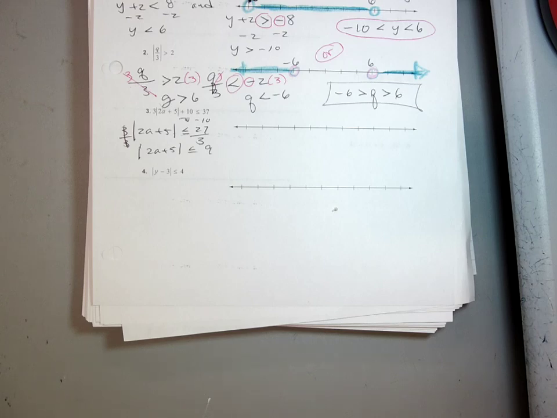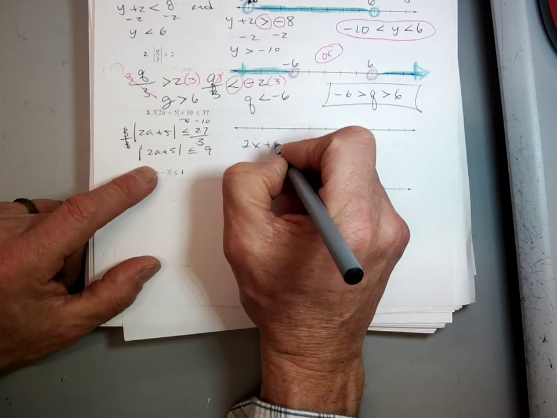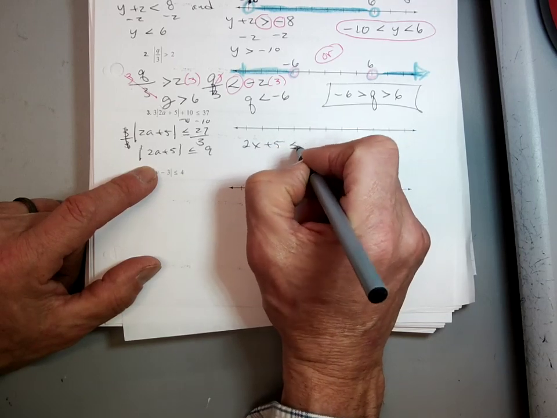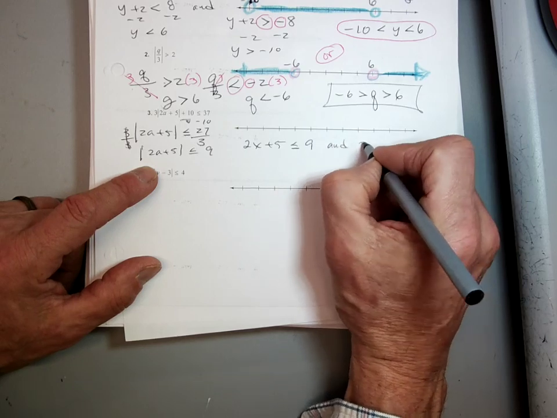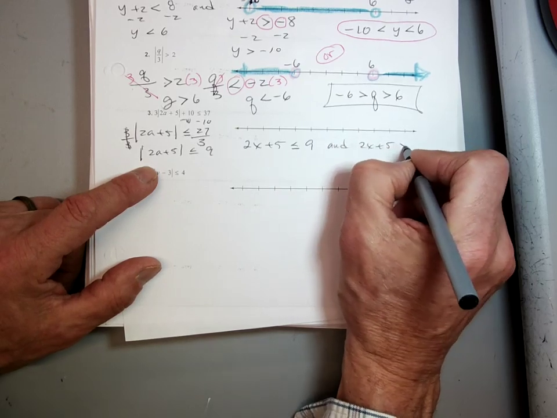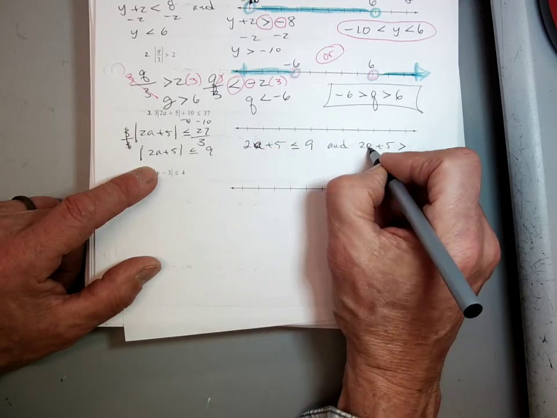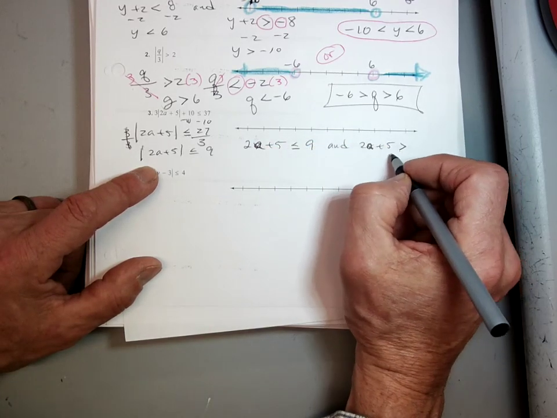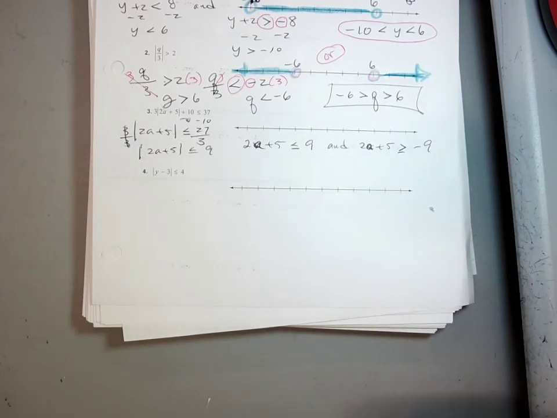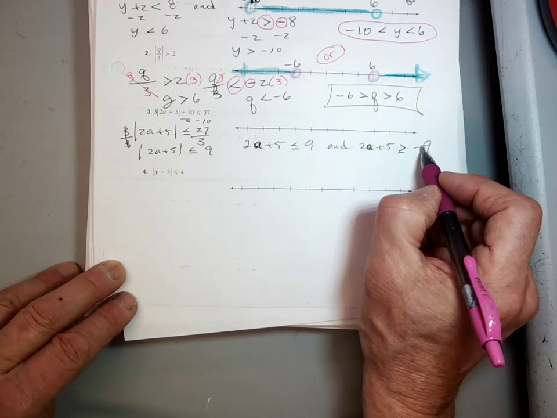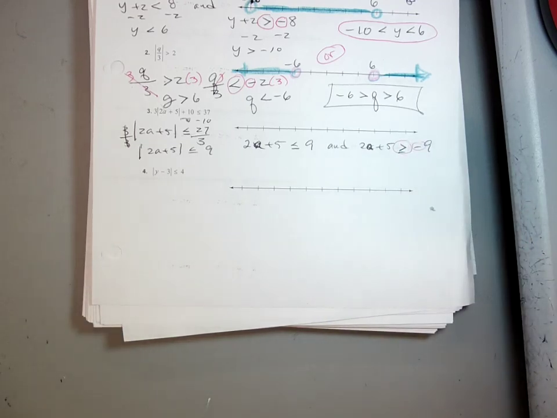So let's go ahead and do our two equations. First equation is my 2a plus 5 is less than or equal to 9. And my other equation is 2a plus 5 is greater than or equal to -9. It is a 2a, not x. So again, I did two things. I changed it to a negative, which meant I had to change the sign. Okay, now I'm just going to solve, right?